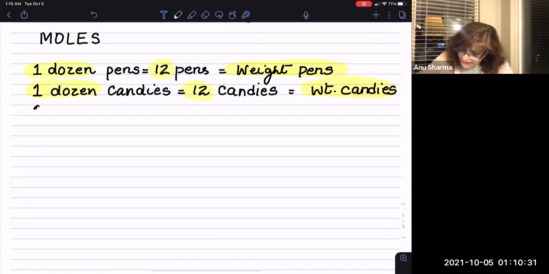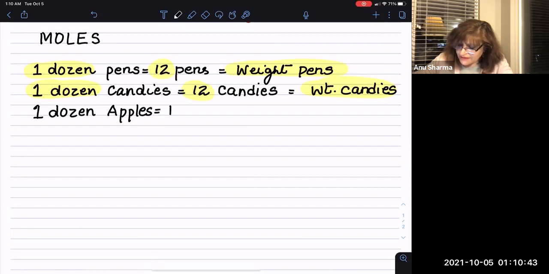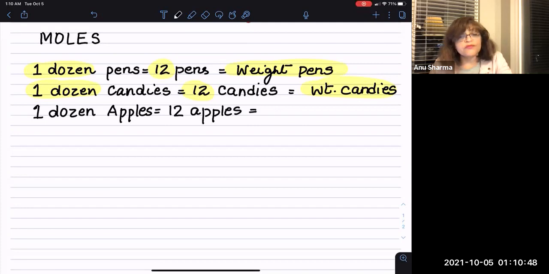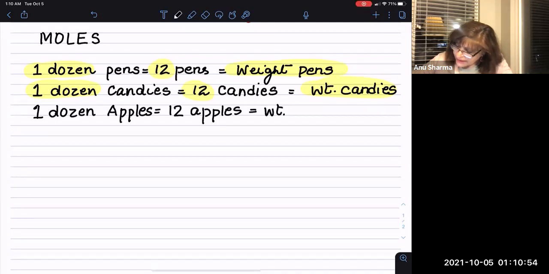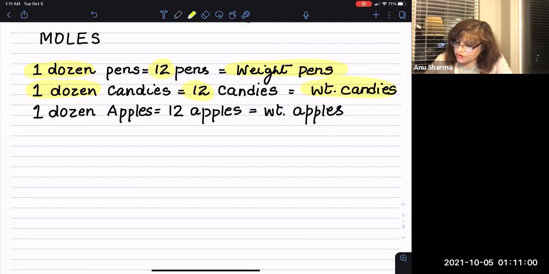So again, 1 dozen apples. 1 dozen apples, we always look at it. So 1 dozen apples is 12 apples. The weight of the 12 apples is totally different from the weight of the candies and that of the pens. So this is the weight of apples, which is totally different. So you see that the amount is the same, that relates to a dozen, but the other pieces are different. So the same thing we see with the moles.